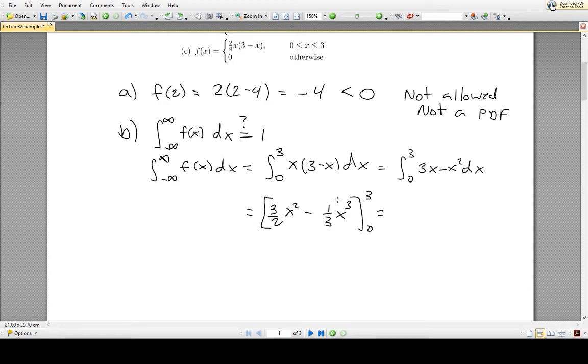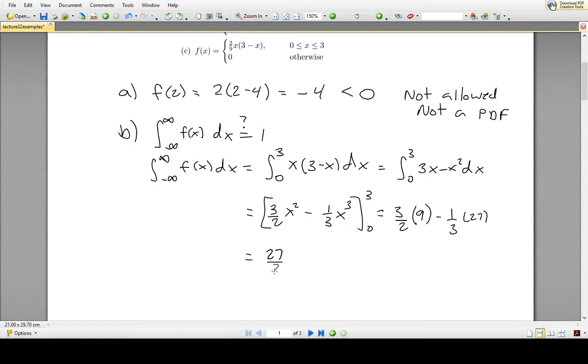So we're going to sub in the 3 into our function, and we get 3 halves times 9, because 3 squared is 9, minus 1/3, 3 to the power of 3 is 27. And then we would subtract off what we get when we plug in 0. So if we plug in 0 into our function, we're just going to get 0 squared minus 0 cubed, so that's just going to be 0, so we don't really have to worry about it. Let's just simplify this a little bit.